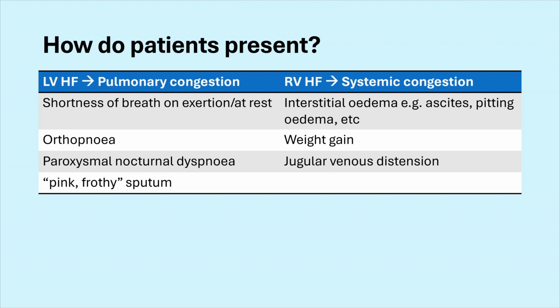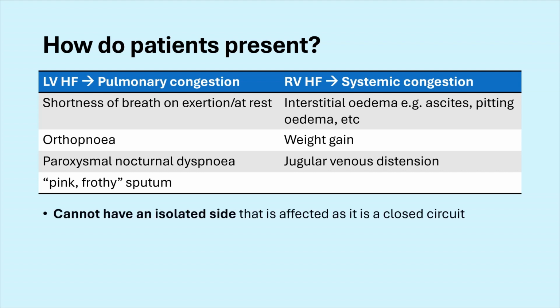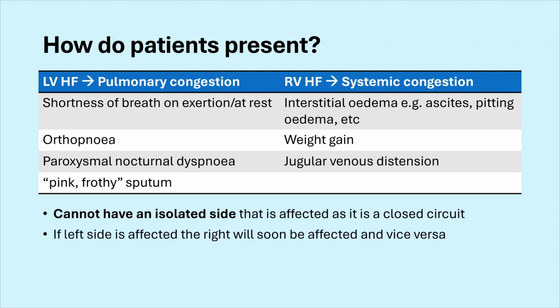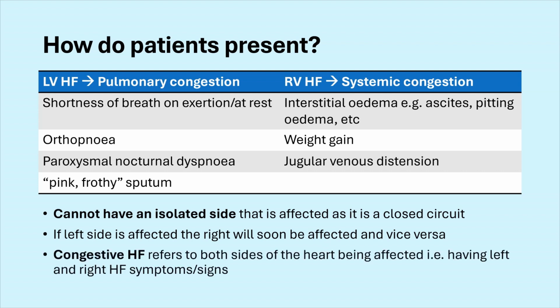i.e. a raised JVP. Note that it's very unlikely to have an isolated side of the heart that is affected because it's a closed circuit. If the left side is affected, the right side will eventually, and vice versa. The term congestive heart failure is used when both sides of the heart are affected, and patients present with symptoms of both left and right heart failure.